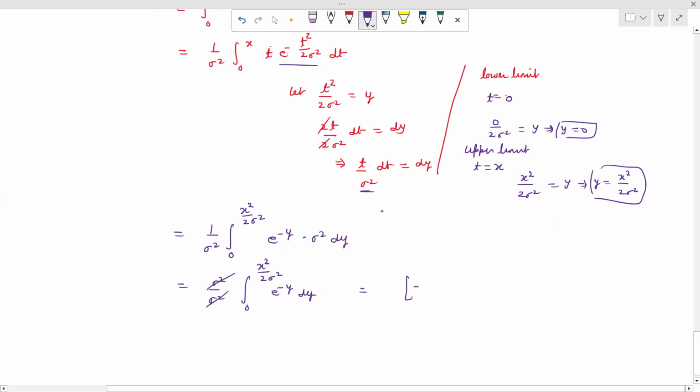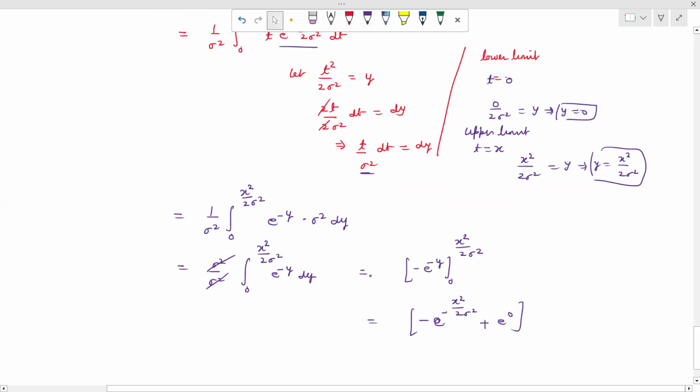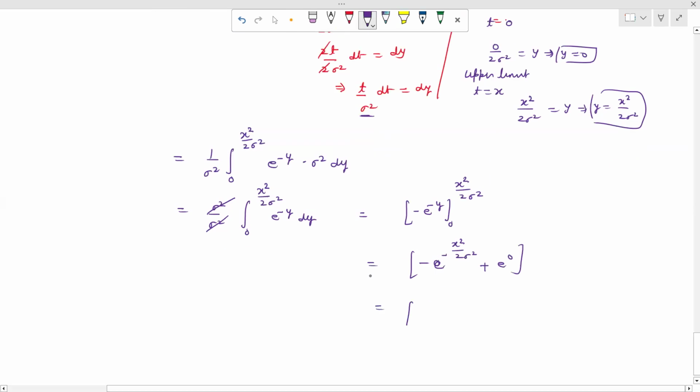What is the integration of e raised to the power minus y? It is minus e raised to the power minus y, from 0 to x square upon 2 sigma square. Then we apply the upper limit: e raised to the power minus x square upon 2 sigma square, minus, minus, plus e raised to the power 0. So this gives us minus e raised to the power minus x square upon 2 sigma square, plus 1.